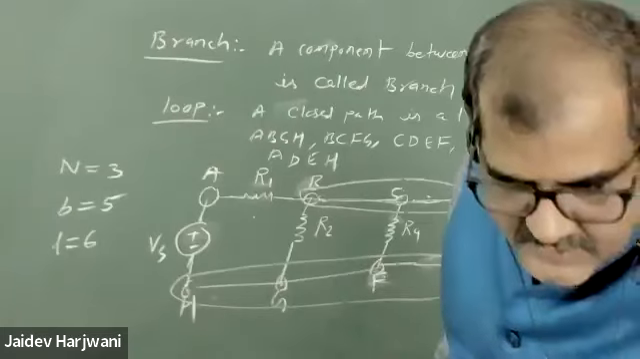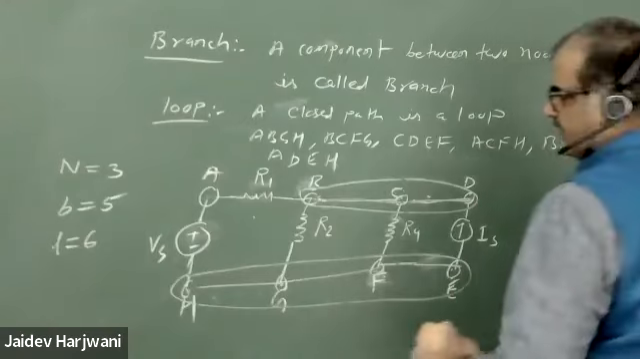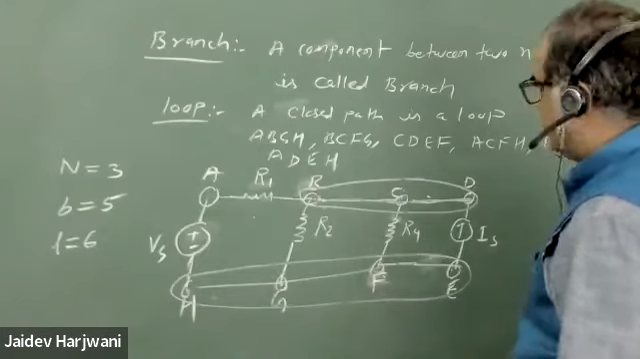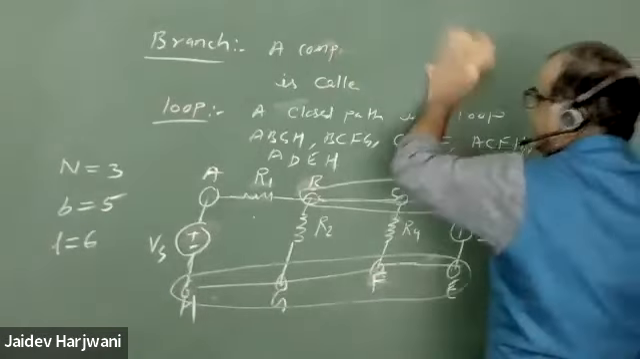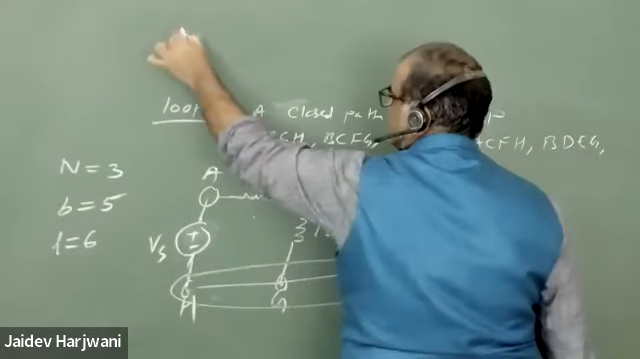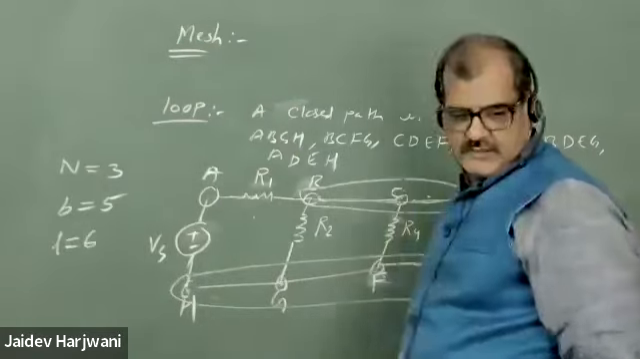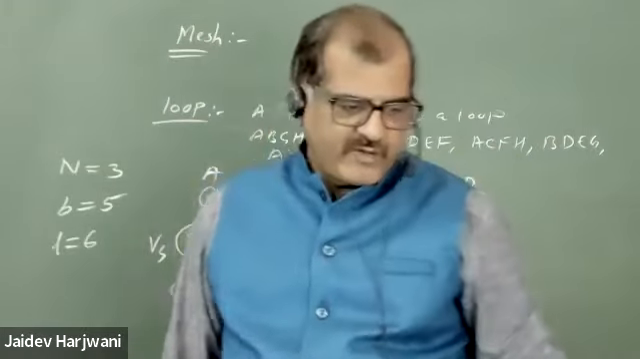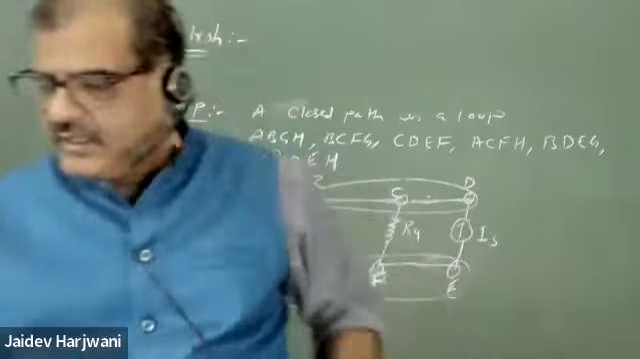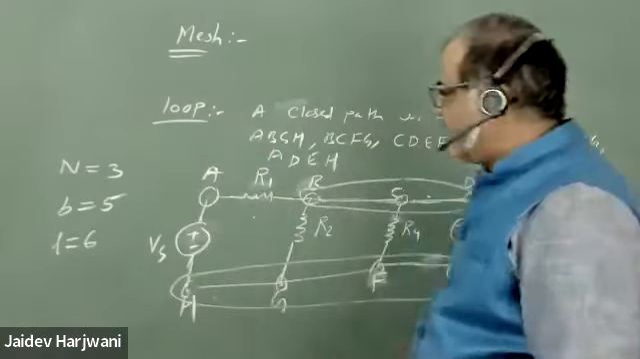Now these quantities, nodes, branches and loops, can be connected. So before I finish, there's one more definition called mesh. What is mesh? Loop is not important for us; the important terminology here is mesh, because you may have heard that when we solve a circuit, we do mesh analysis. So what is a mesh?